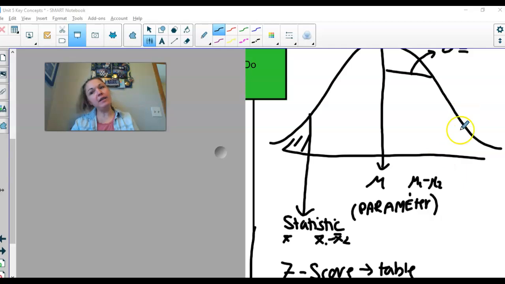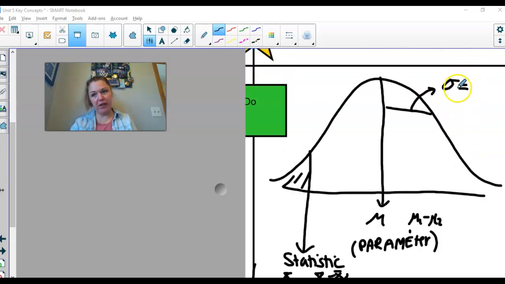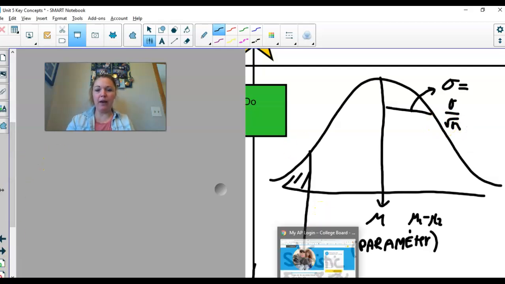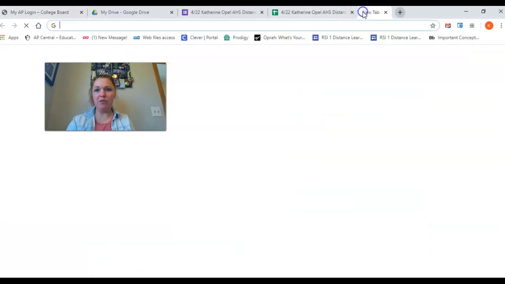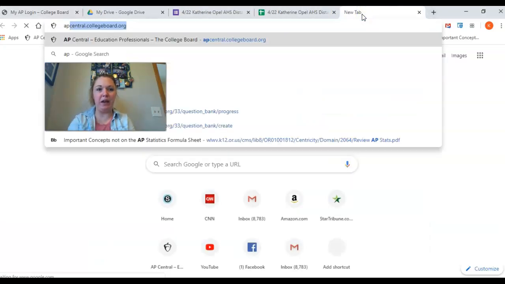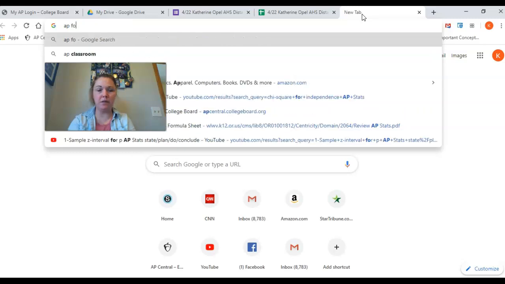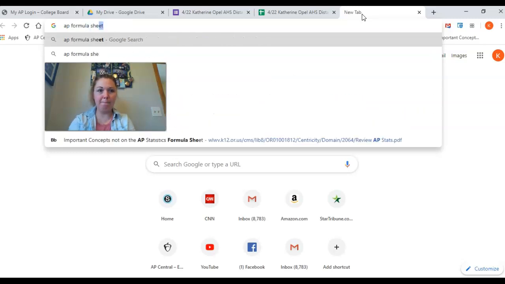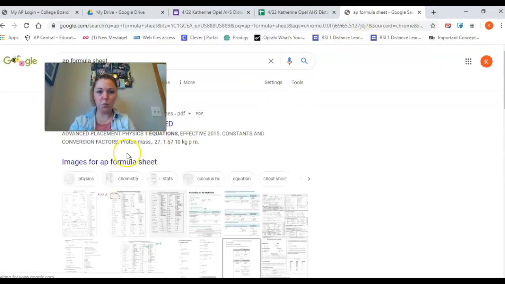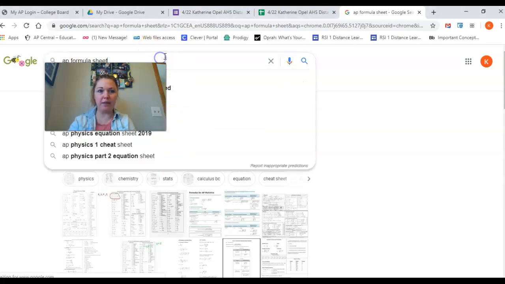Next you're going to find your standard deviation, which is the standard deviation over the square root of n. Now, let me go ahead and pull up your formula sheet, because I'm worried you're not going to do it and I want you to know where it is. You really want to become one with that formula sheet, you guys.